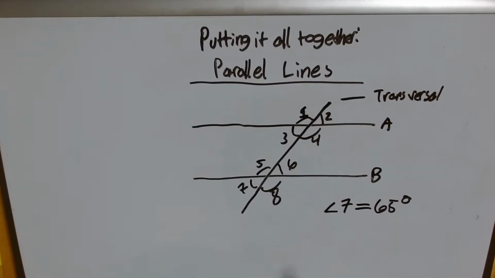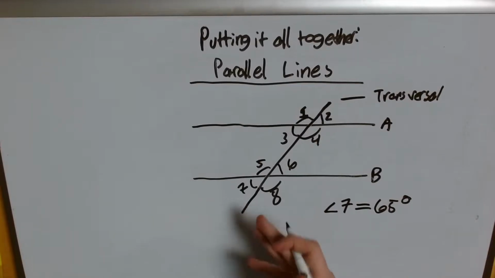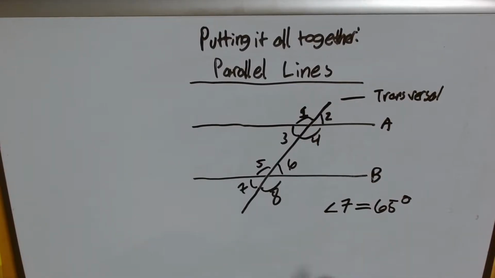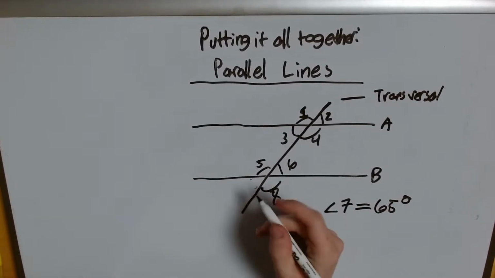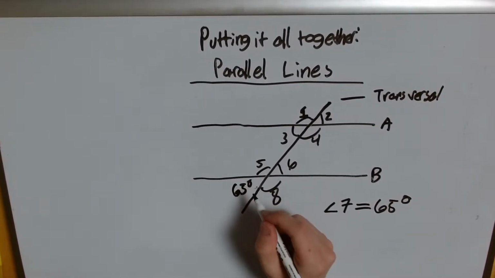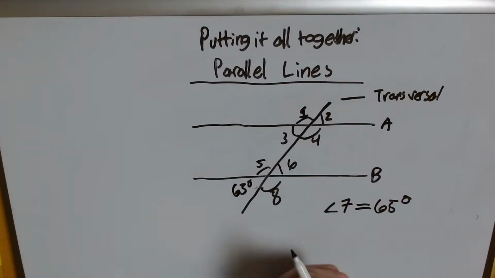You might look and say, okay, that's impossible. There is no way that I can find every other angle. I've only been given one, and there are literally 8. What am I supposed to do? Well, we use what we know, and we find out what we don't. So let's start by replacing this 7 with 65 degrees. Let's look at things that we know.